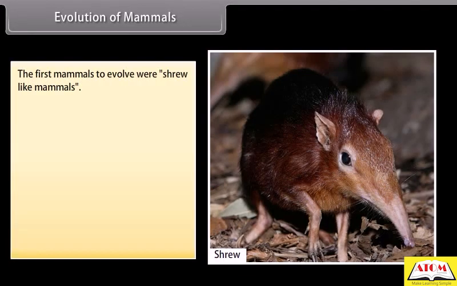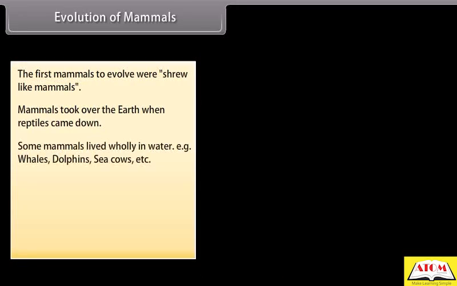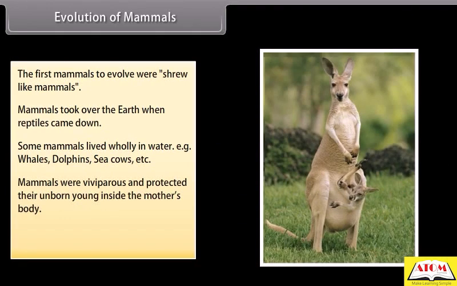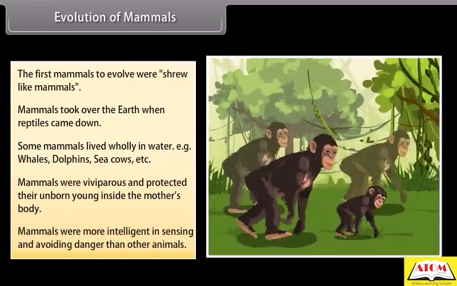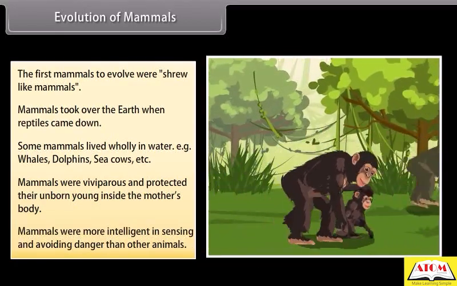Evolution of mammals. The first mammals to evolve were shrew-like mammals. Mammals took over the earth when reptiles declined. Some mammals lived wholly in water, for example, whales, dolphins, sea cows, etc. Mammals were viviparous and protected their unborn young inside the mother's body. Mammals were more intelligent in sensing and avoiding danger than other animals.